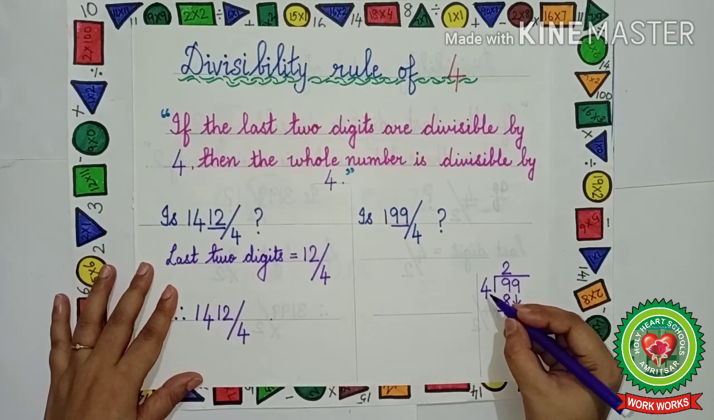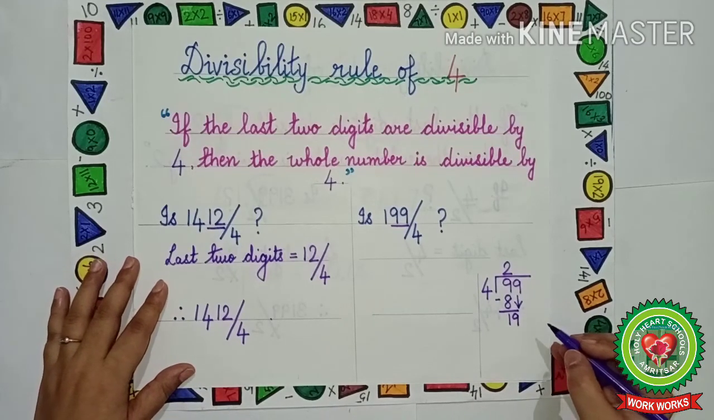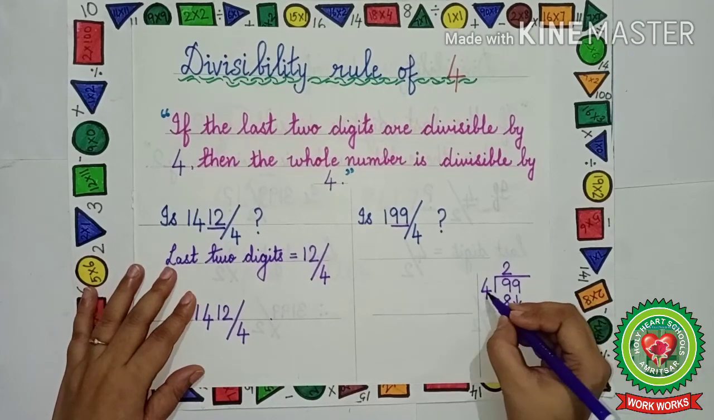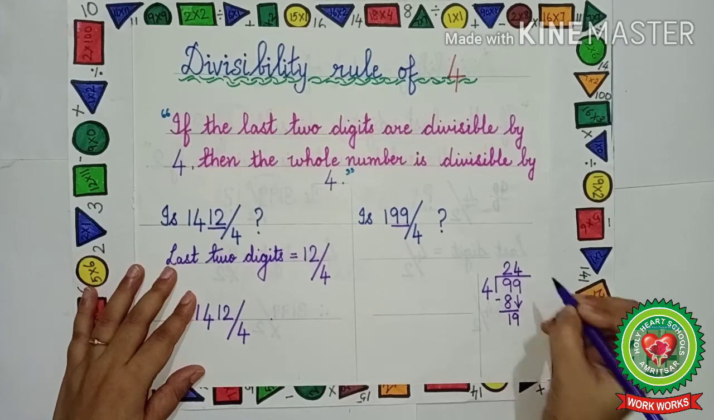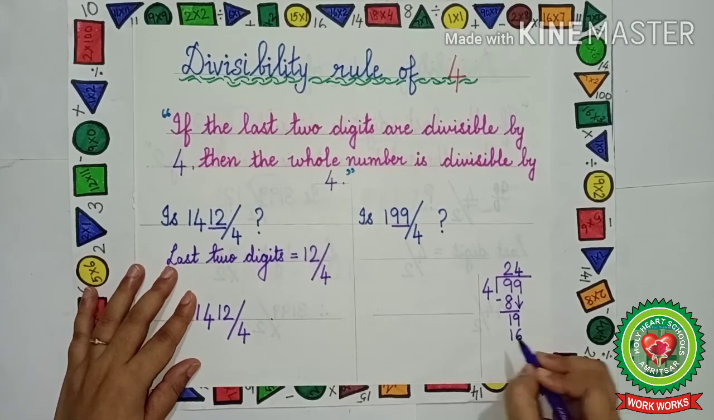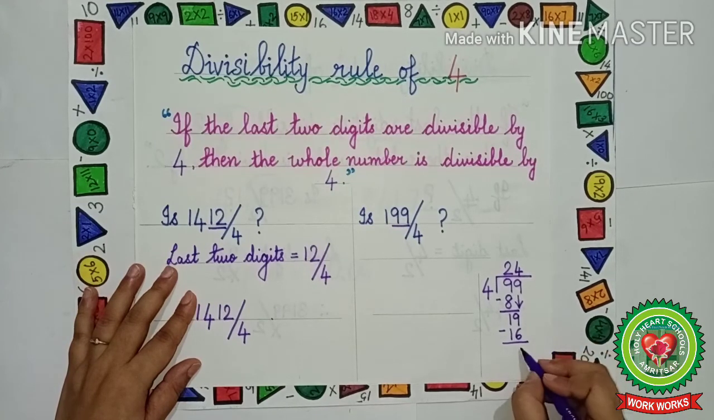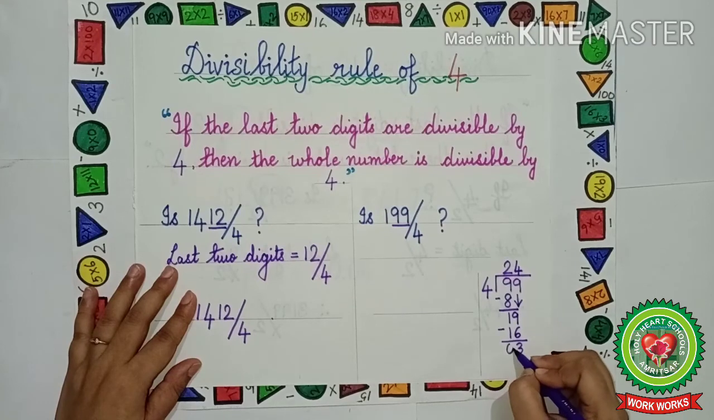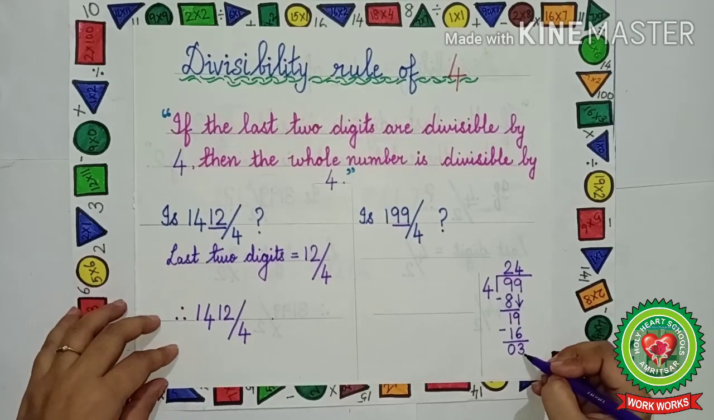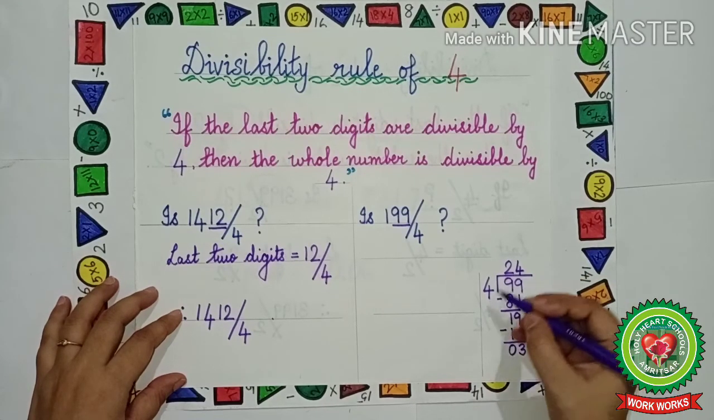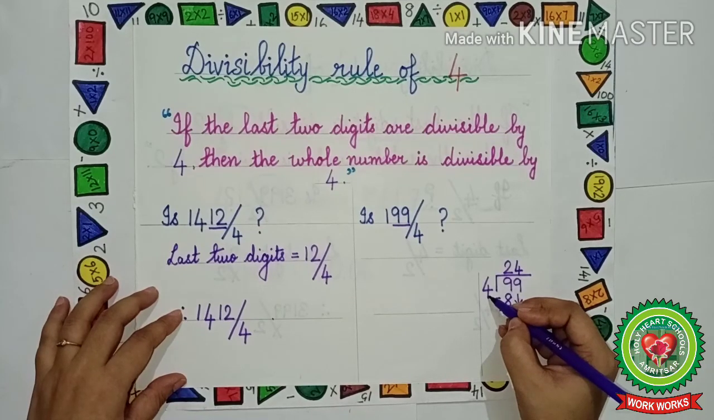Now let us again speak the table of 4. 4 ones are 4, 4 twos are 8, 4 threes are 12, 4 fours are 16, 4 fives are 20. So which is the last number? That is 4 fours are 16. So let us write 4 fours are 16. Let us subtract it. Now 9 minus 6 is how much? That is 3 and 0. So the remainder is there when we are dividing 99 by 4. That means 99 is not completely divisible by 4.